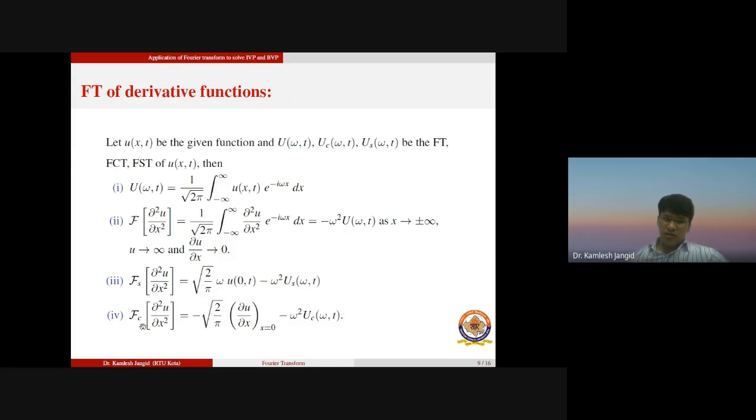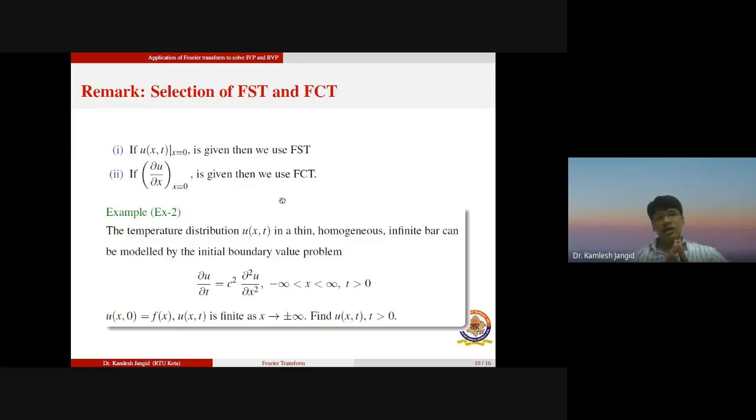The Fourier cosine transformation of the second order partial derivative is in terms of del u upon del x at x equals 0. It means when your given condition at x equals 0 is given in terms of u of 0 comma t, then we apply Fourier sine transformation. And if it is given in terms of the partial derivative del u upon del x, then we use Fourier cosine transformation.